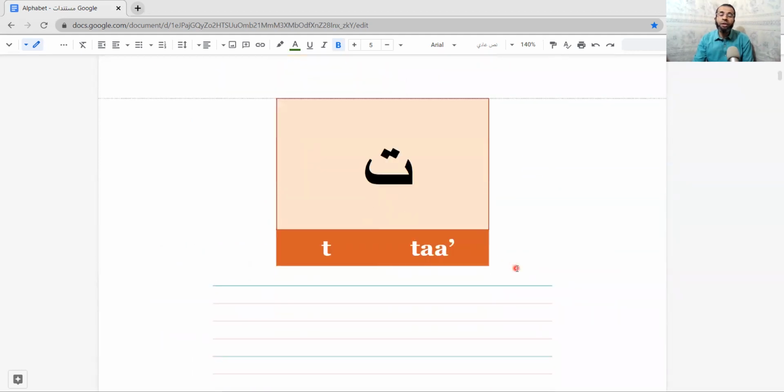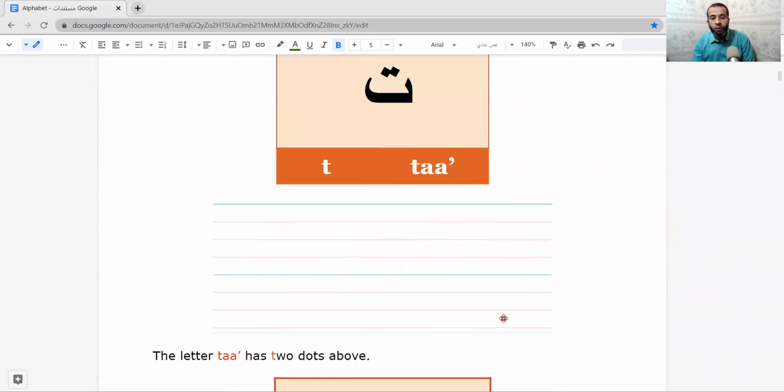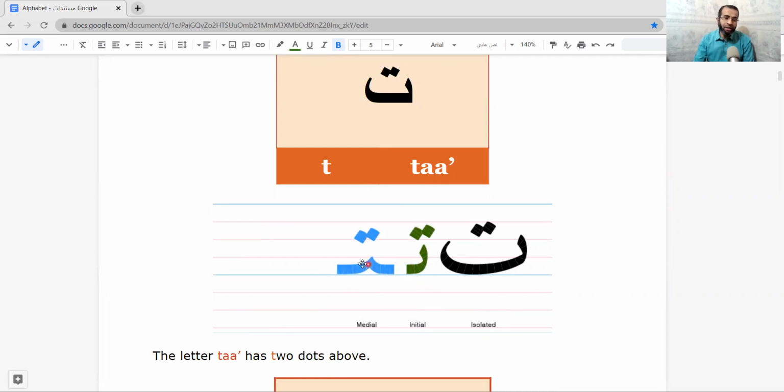Now we go to a new letter, which is this. It's called ta. So this letter, its name is ta, and its sound is ta. You see, it has two dots. It's written like this. When it is isolated, like this, and two dots above. When it is initial in the beginning of the word, like this, followed by the following letter. When it is in the middle, it's preceded by a letter and followed by another one. And when it is at the end, it's like this.